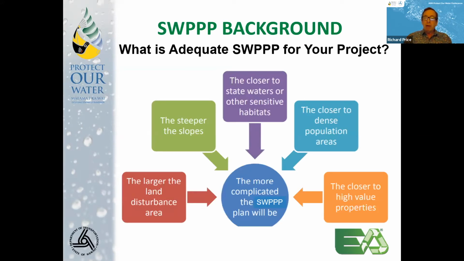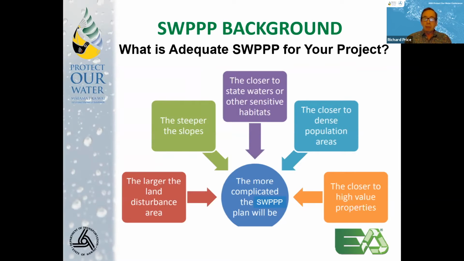The level of detail in the SWPP can vary. I've seen simple projects with just a few pages of description and a hand-drawn site map. And I've seen larger projects that may have multiple phases, six, eight, ten different phases, with a separate set of drawings for each one to show the stormwater BMPs that will be in place during each phase.